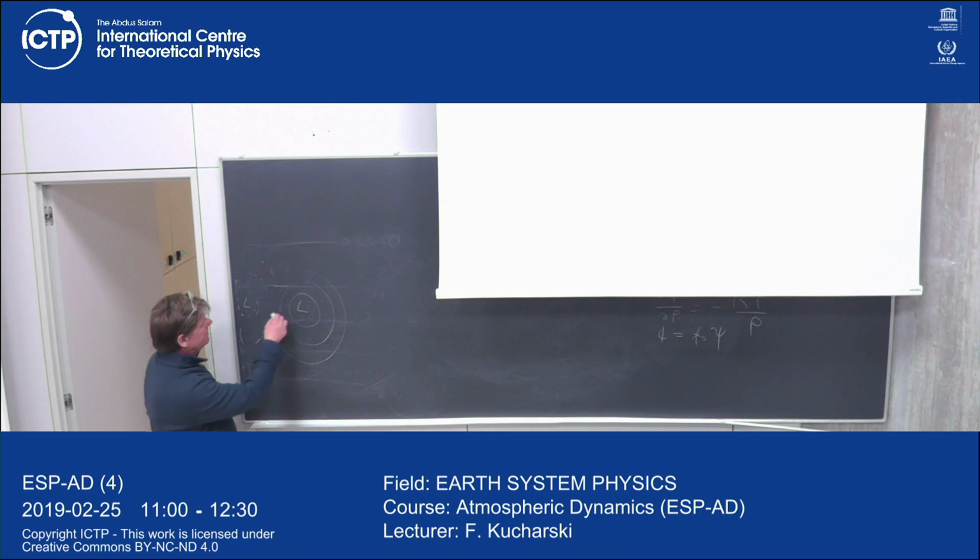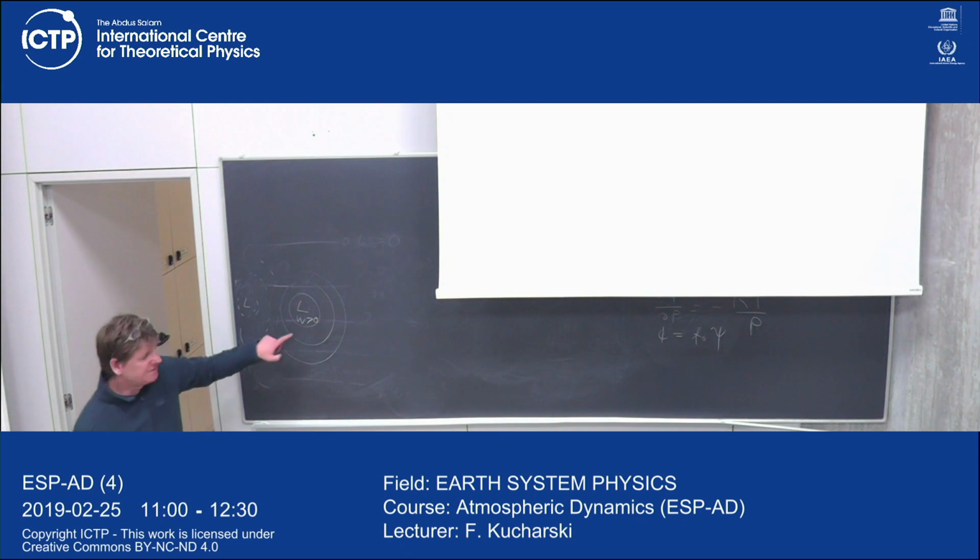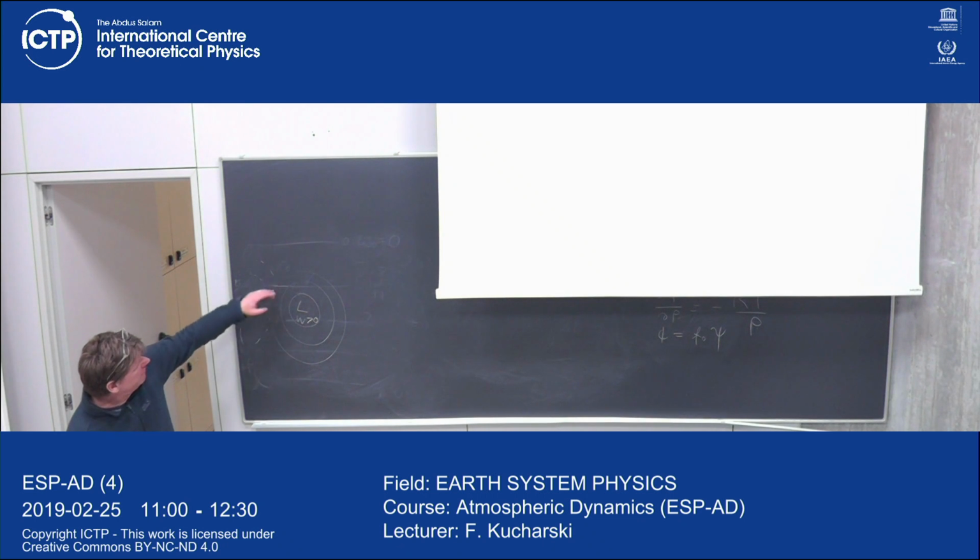And you can show that the rising motion, so W positive, will always be on this side, and that makes the surface cyclone grow. Always on this side of a moving trough. Yes, so that's a necessary ingredient for a baroclinic wave.